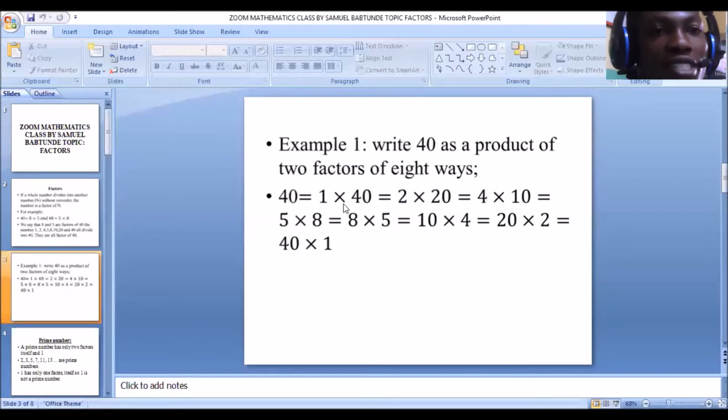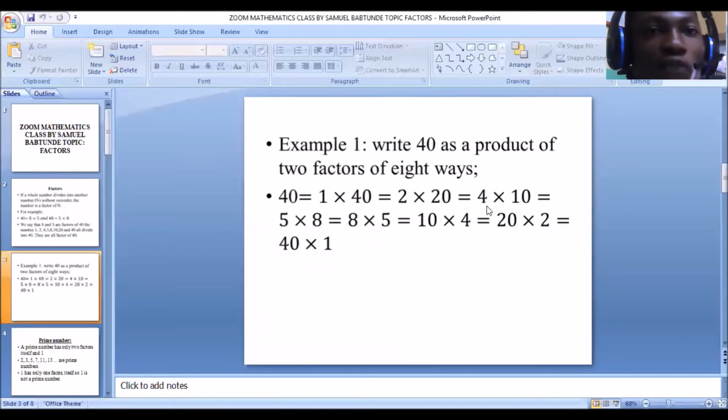So 1 and 40 is a factor of 40. Likewise, 2 times 20 will give you 40, meaning 2 can go into 40 20 times without any remainder, and 20 can go into 40 2 times without any remainder, meaning that 2 and 20 are factors of 40. And so therefore, 40 can be expressed as a product of 2 and 20. So 2 times 20 will give us 40.